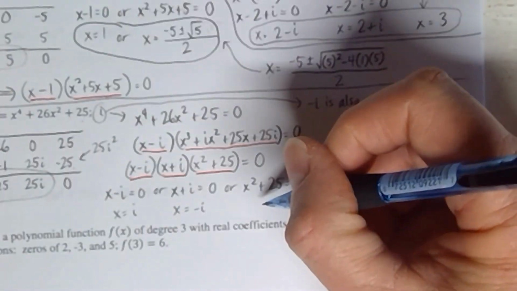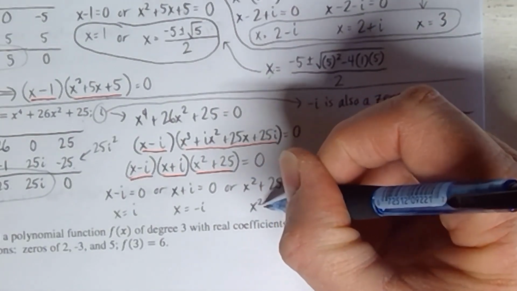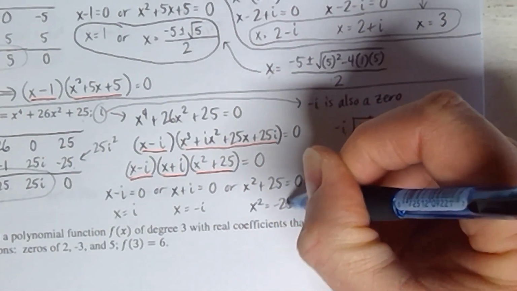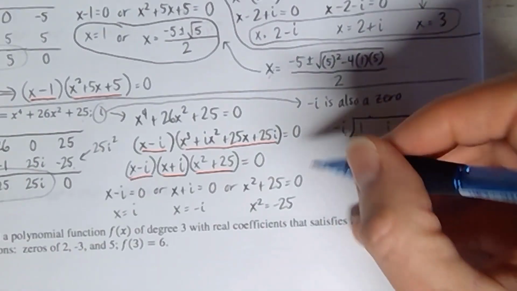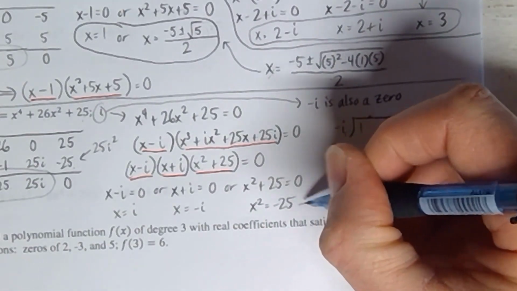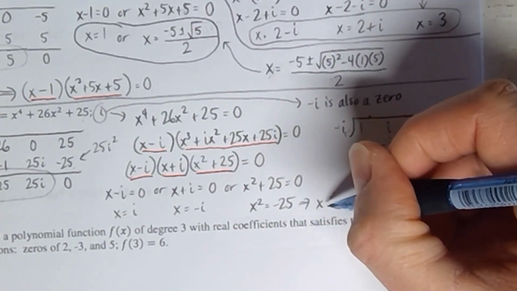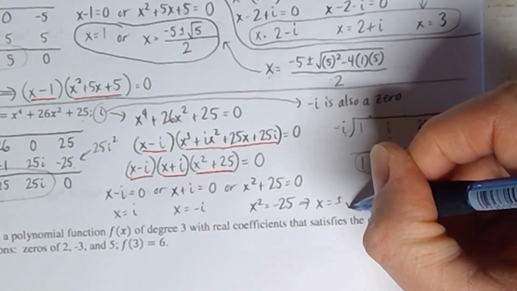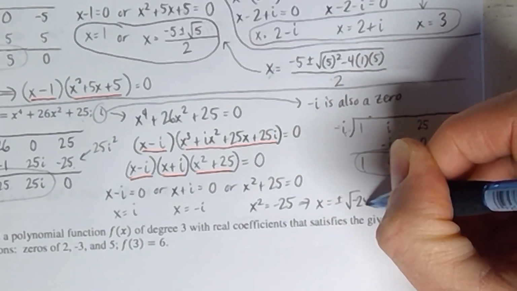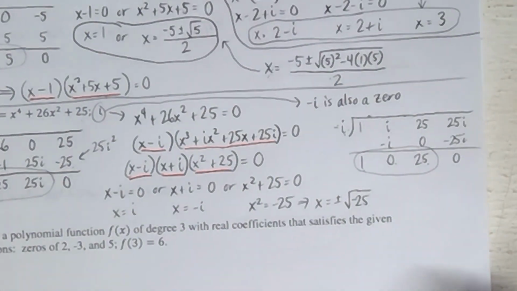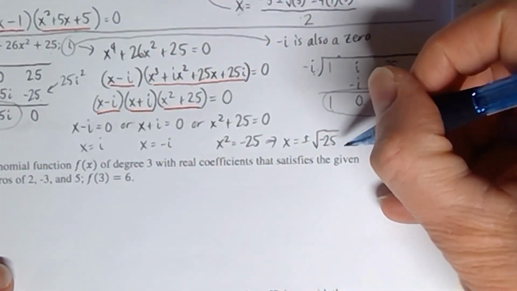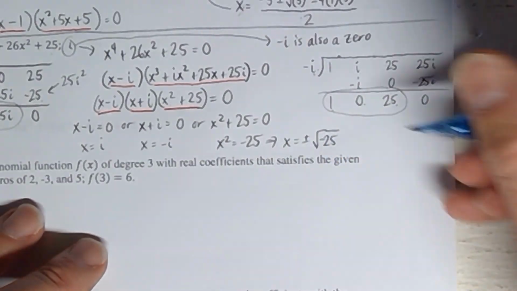If I move the 25 over in order to get the x squared by itself, I subtract it over, and then I do the double square root. I get x is equal to plus or minus the square root of negative 25. But the square root of negative 25 is what? It is the, as we always have when we have the square root of a negative number.